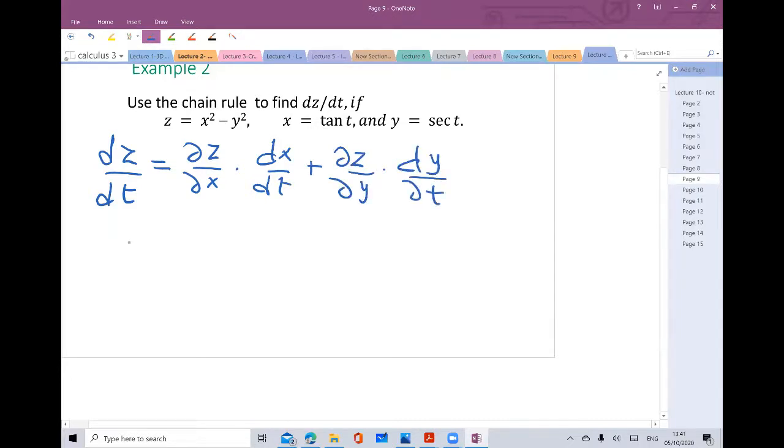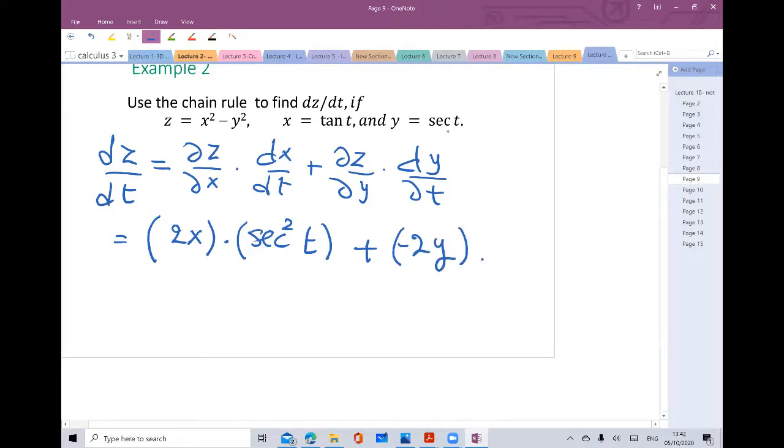Apply: partial z partial x will be 2x. For dx/dt, the derivative of tan is sec squared, plus partial z partial y, which is negative 2y, times the derivative of y with respect to t, the derivative of sec is sec tan. That's it, and leave it as it is. Don't substitute. I don't need values.